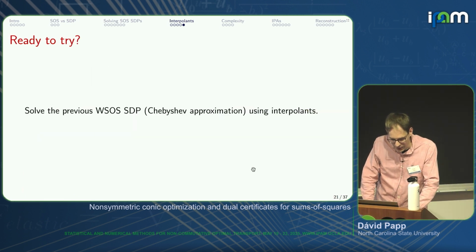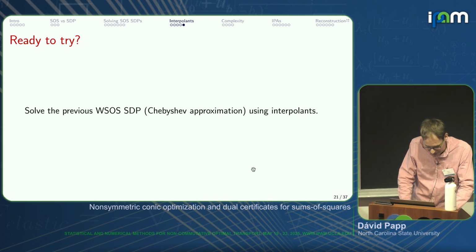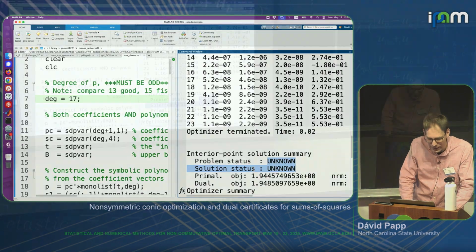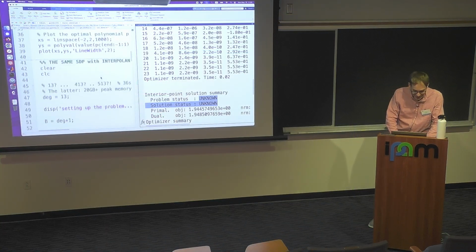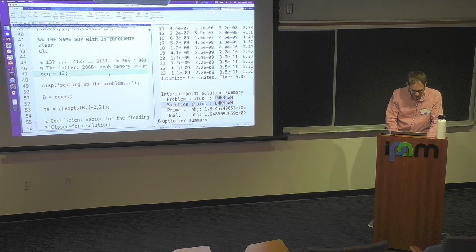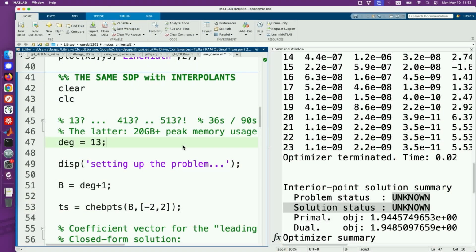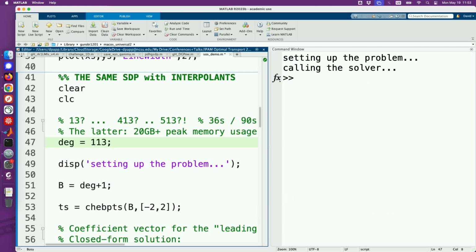And so, again, just to very quickly try, we can now solve in MATLAB the exact same problem as before. Same everything. The only thing that will change, I'm even using the same semi-definite solver, very importantly. The only difference is that it's set up using interpolants instead of using the monomial basis. And this is, again, the same as the low degree. But the point is that now I can go to much higher degrees.